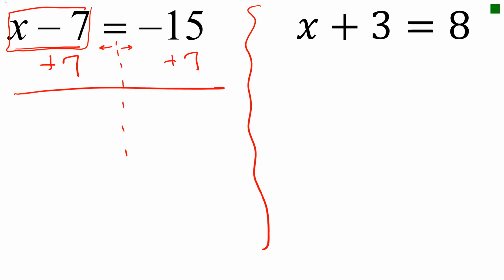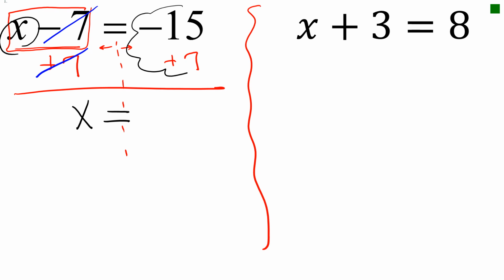This is my favorite part because you get to make the noise. Negative 7 plus 7, those cancel out. That equals 0. So what you have left is just this x. So you bring down x, bring down the equal sign, and then you actually do this arithmetic. You can use your calculator, or you can know that negative 15 plus 7 is negative 8. You are done.